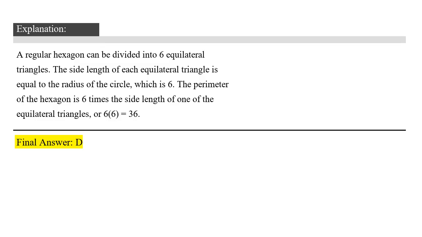A regular hexagon can be divided into 6 equilateral triangles. The side length of each equilateral triangle is equal to the radius of the circle, which is 6. The perimeter of the hexagon is 6 times the side length of one of the equilateral triangles, or 6 × 6 = 36.